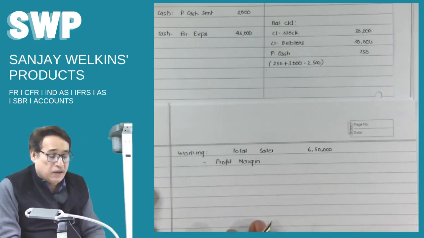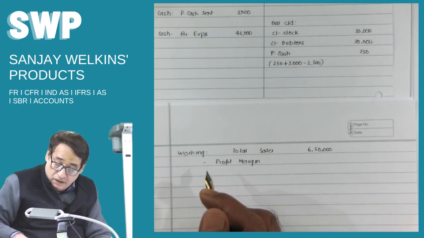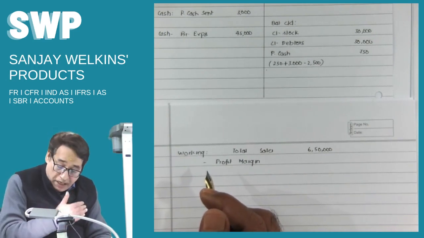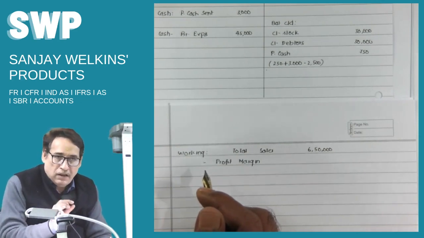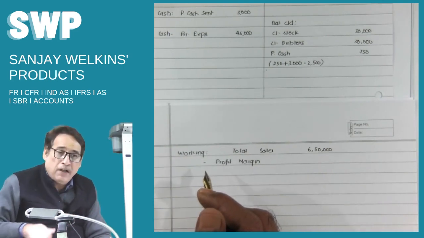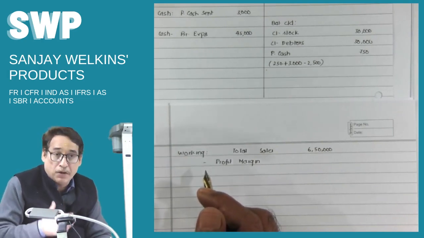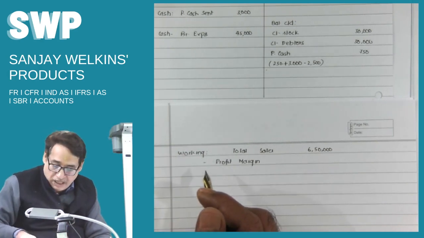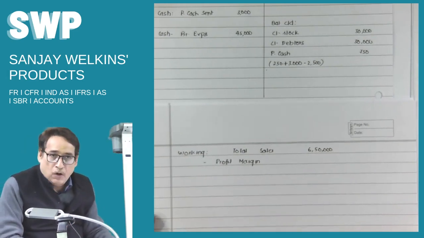If I subtract the profit margin, what will be the profit margin? See here, pay attention. It is written in the question, last line, all sales are made by the branch at cost plus 25%. You have to pay attention whether the rate of profit is given on cost or on sales. It could have been given that all sales are made by the branch at 25% profit on sales, but this time it is given 25% on cost.